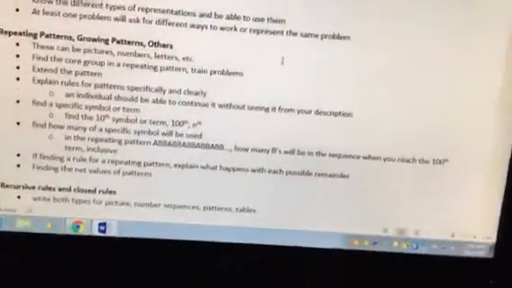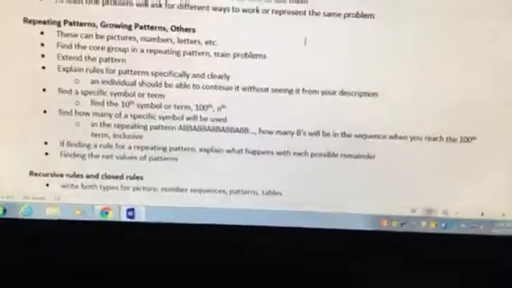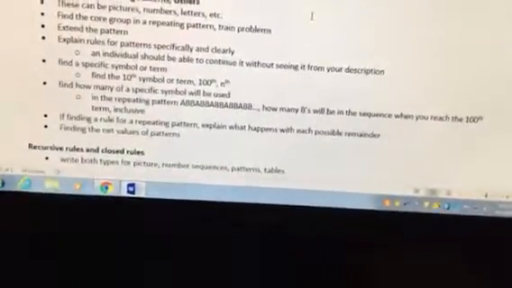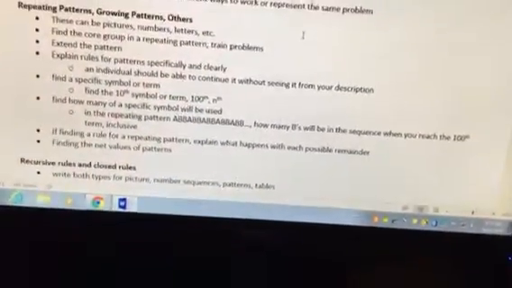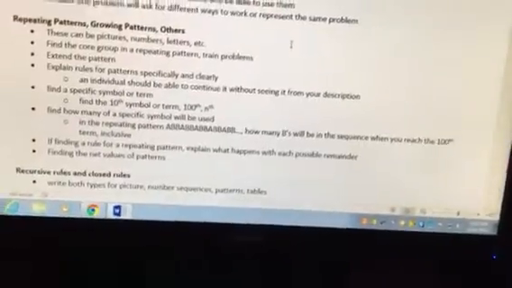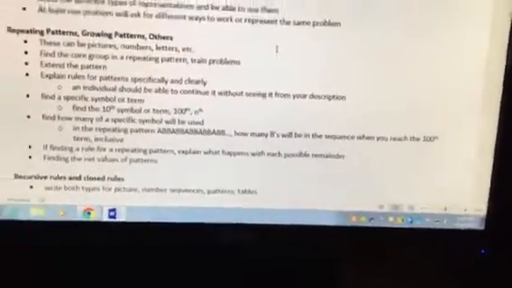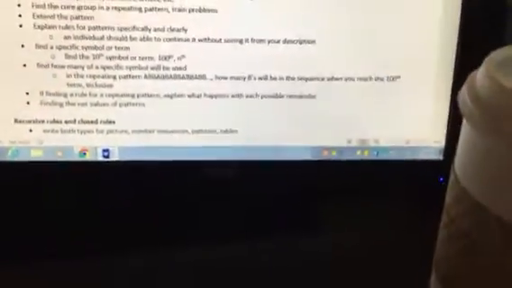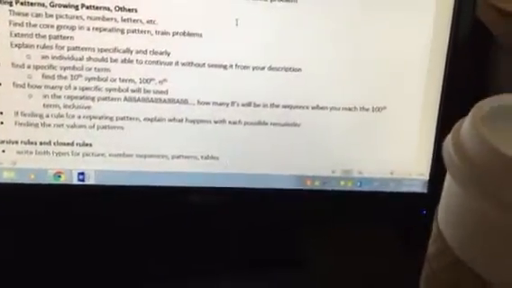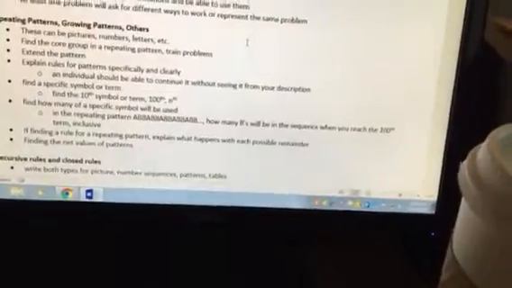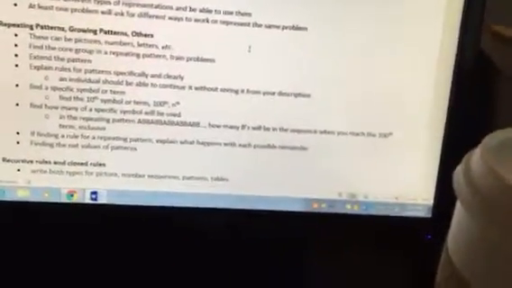I can have that the patterns can be pictures, numbers, letters. You've probably done some of that in your other classes, right? Because I learned from the students in a previous semester, A, B, B, B, like you see further down on this little list here. If it's a repeating pattern, find the core group.